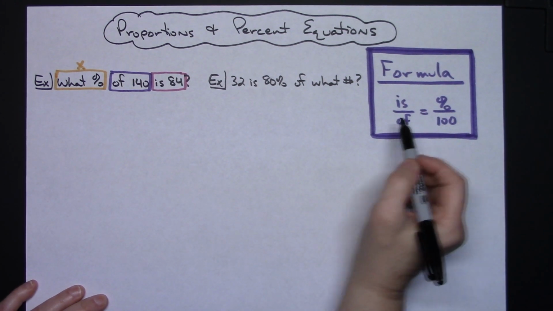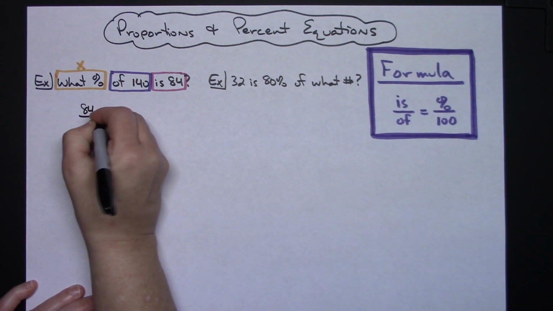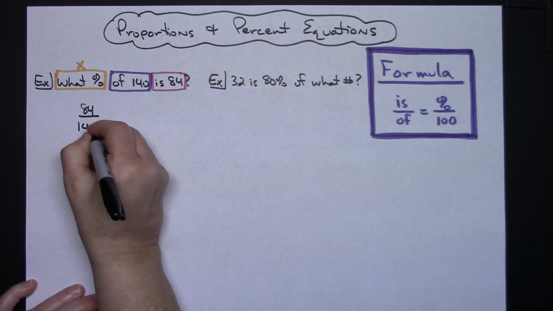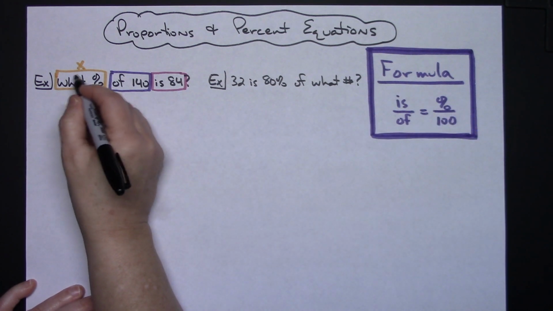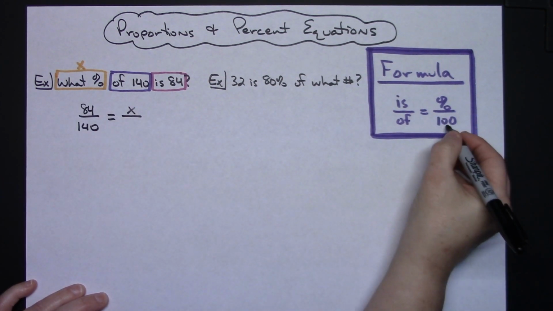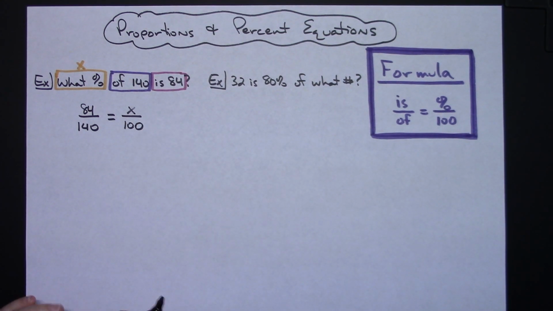I'm going to set up a proportion. I'm going to put 84 in the top left hand corner. I'm going to put my of number, which is 140, in the bottom left hand corner. I'm going to go equals. My percent, which is what I'm trying to solve for, is x, because I don't know what it is, and then 100 always goes in that bottom right hand corner. Now you're going to cross multiply down.